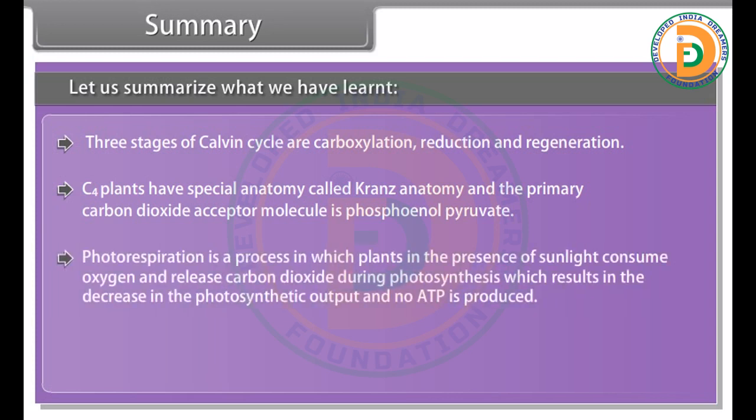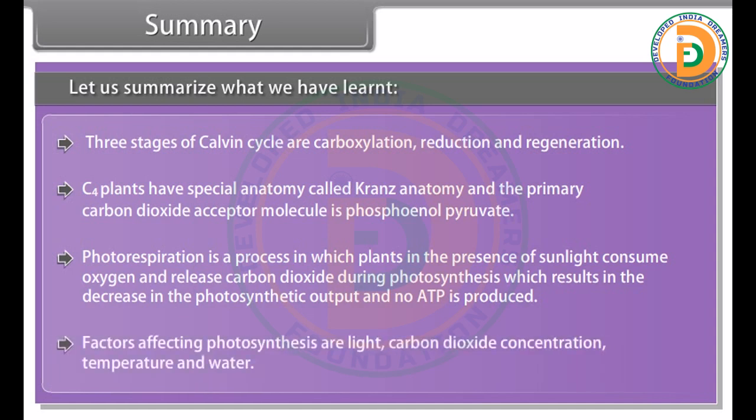Photorespiration is a process in which plants, in the presence of sunlight, consume oxygen and release carbon dioxide during photosynthesis, which results in a decrease in the photosynthetic output, and no ATP is produced. Factors affecting photosynthesis are light, carbon dioxide concentration, temperature, and water.